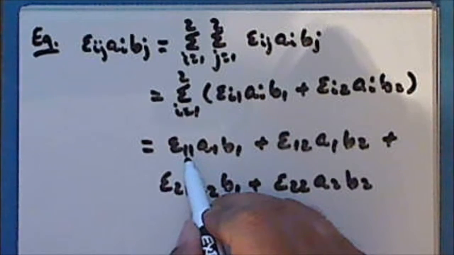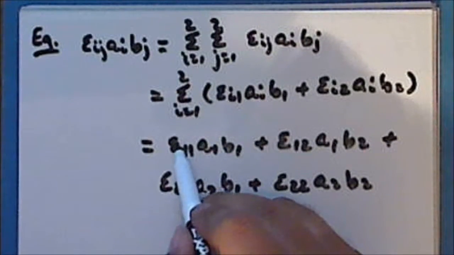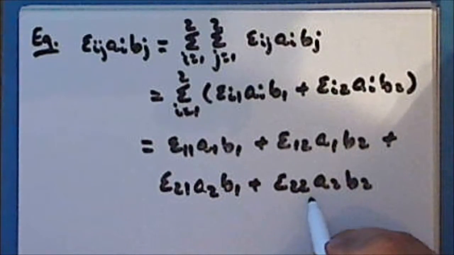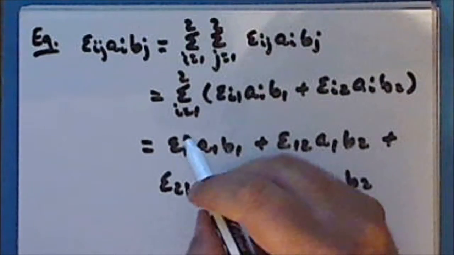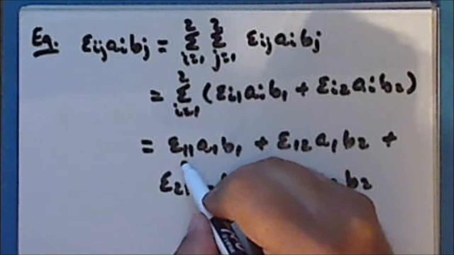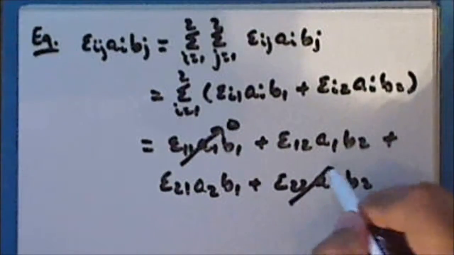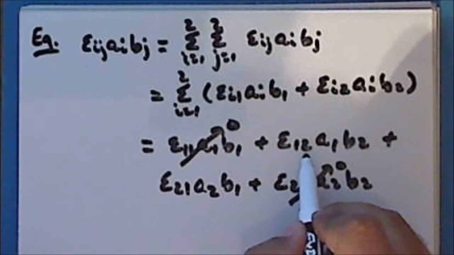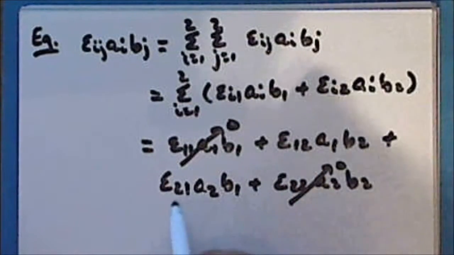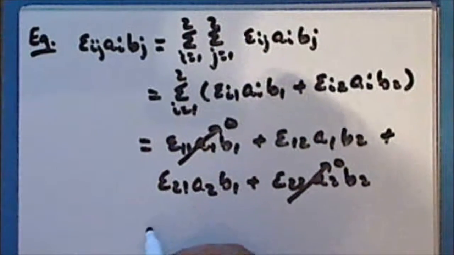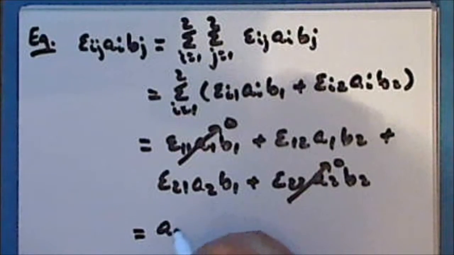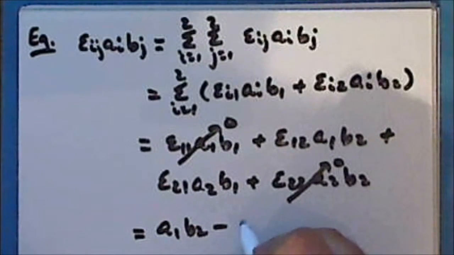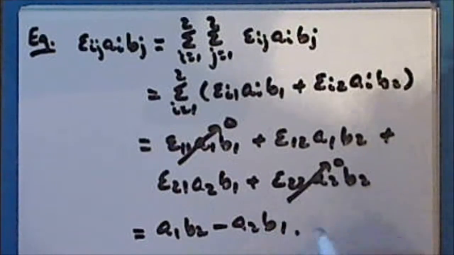Now, since the indices are equal in the term epsilon sub 1, 1 and epsilon sub 2, 2, the value of the Levi-Civita symbol is 0, and so these terms are 0. 1, 2 is an even permutation, while 2, 1 is an odd permutation, and so we have a sub 1, b sub 2 minus a sub 2 times b sub 1.